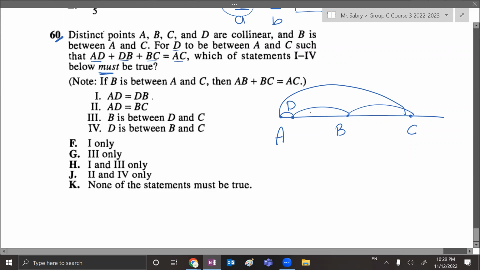Is AD equal to BC? Still not true. We don't know. That's not 100% true. Is B between D and C? Yes, that's true. That's 100% shown. Is D between B and C? No, apparently it's not. D is outside somewhere here. So the only possible answer is just 3. G is the correct answer.